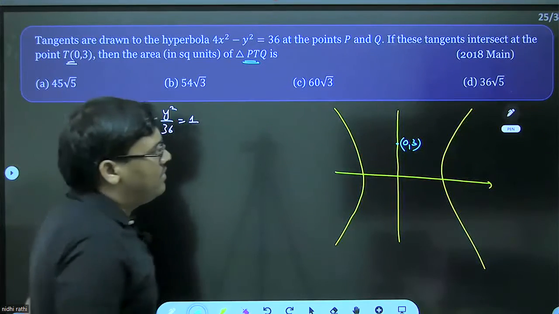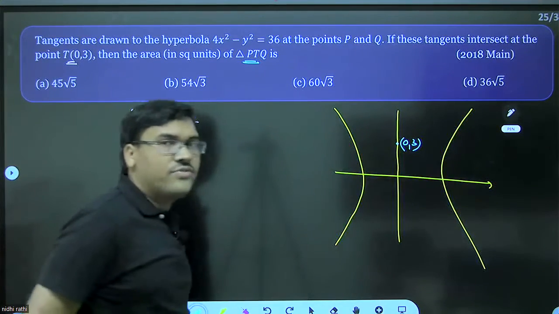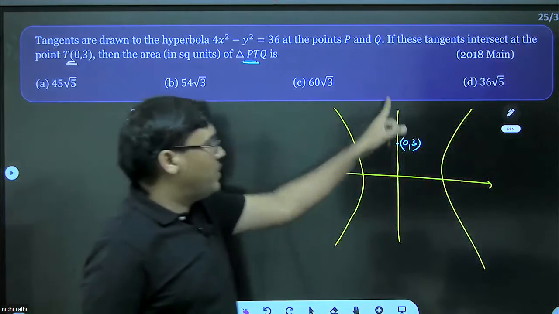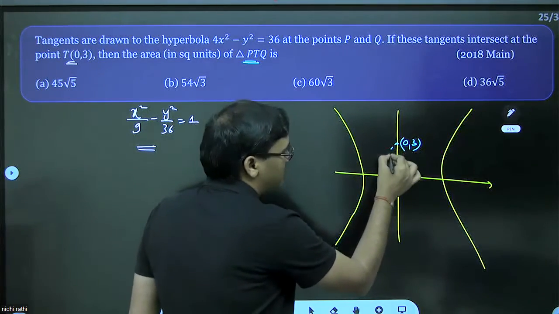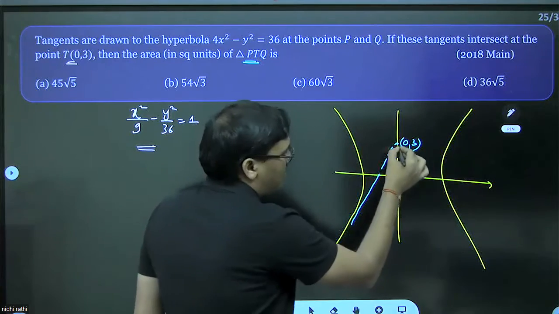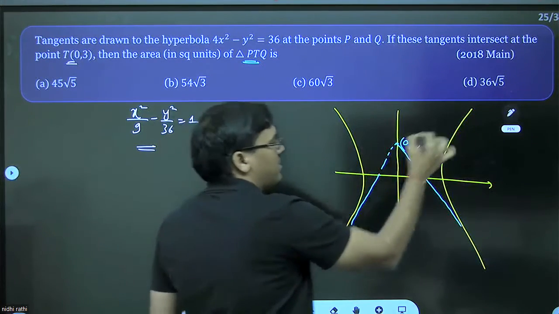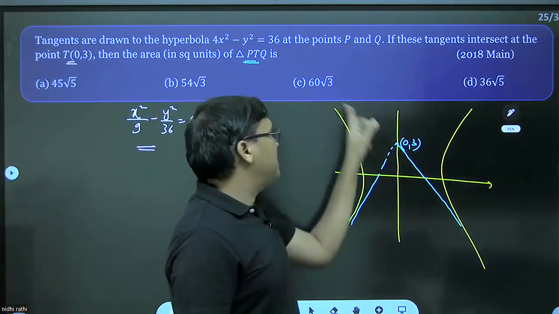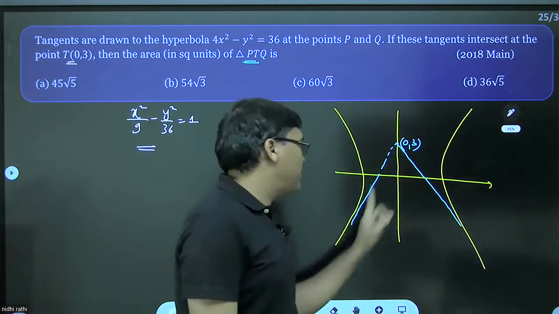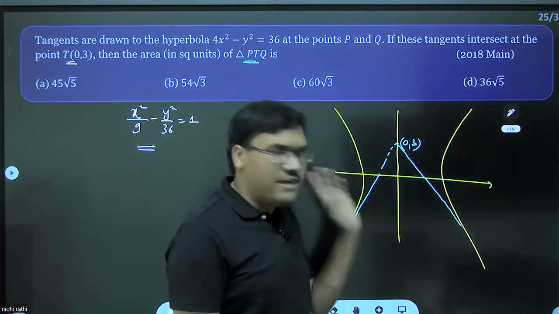Now see, if the tangents are intersecting at (0, 3), it is very obvious this is symmetric. So one tangent will be something like this, and the other tangent will be something like this. Or we can have this case also, depending upon the position. Either the tangents will be like this or like this. We don't know which case it will be, but we can definitely find it.